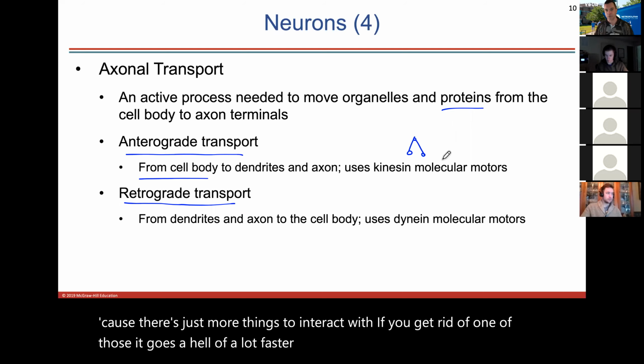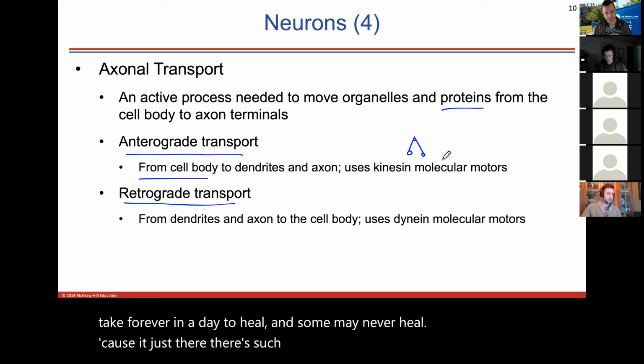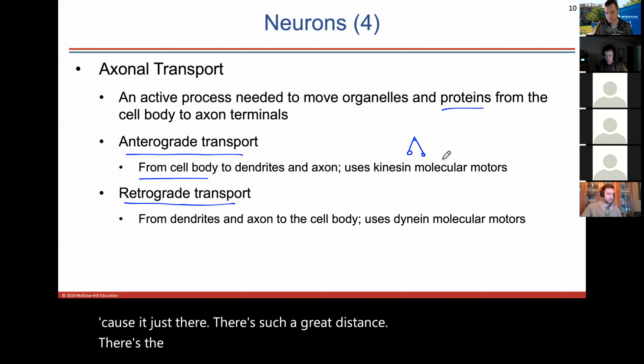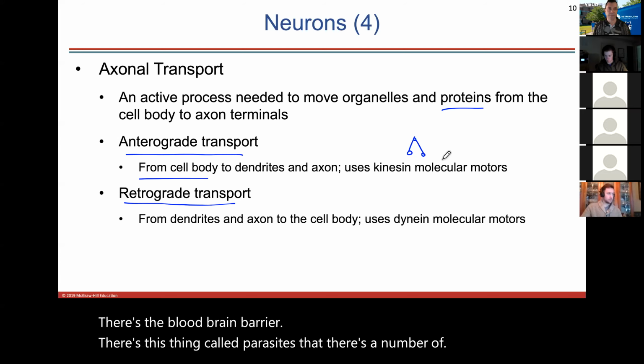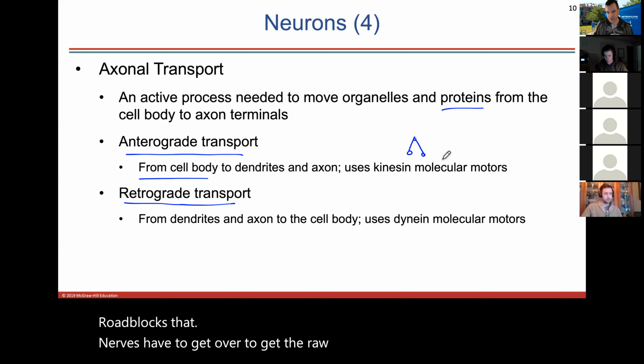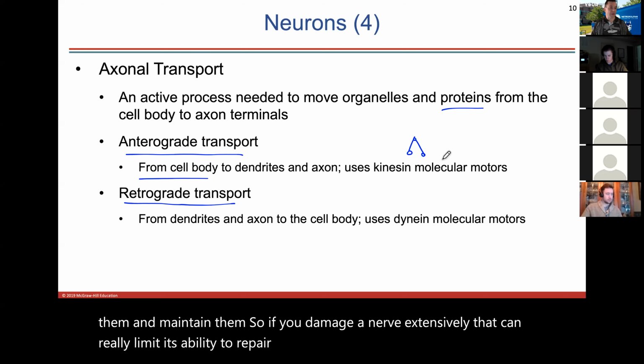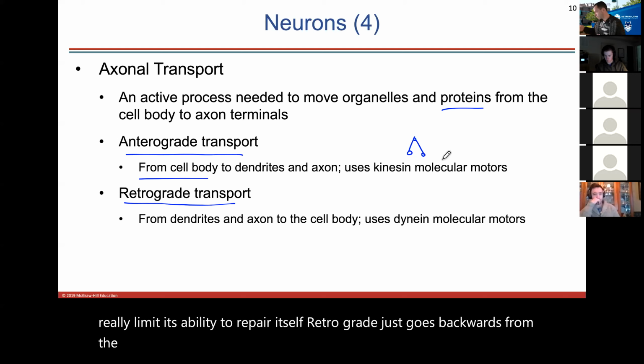So, this is the reason why some neurons take forever and a day to heal, and some may never heal, okay? Because there's such a great distance. There's the blood-brain barrier. There's these things called pericytes. There's a number of roadblocks that nerves have to get over to get the raw materials within them to upkeep them and maintain them. So if you damage a nerve extensively, that can really limit its ability to repair itself. Retrograde just goes backwards, from the dendrites to the soma, from the axon to the soma. Okay.